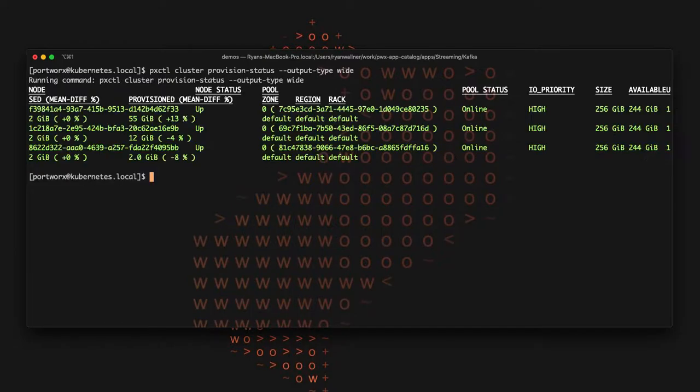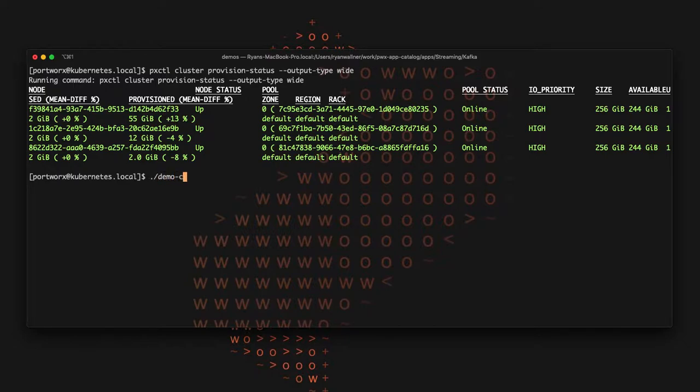status. And the provisioned mean diff percentage is above and below 20%. So it's 13, -4, -8. This is all within the positive 20 to negative 20 range. So that's what we consider balanced.